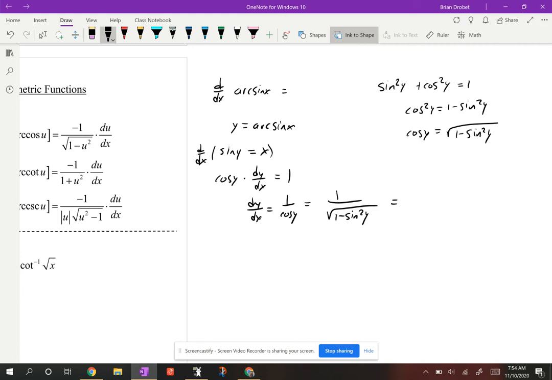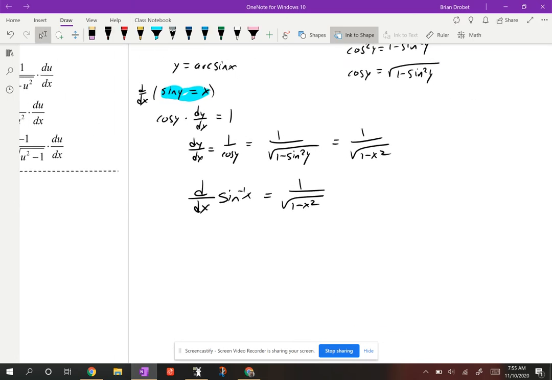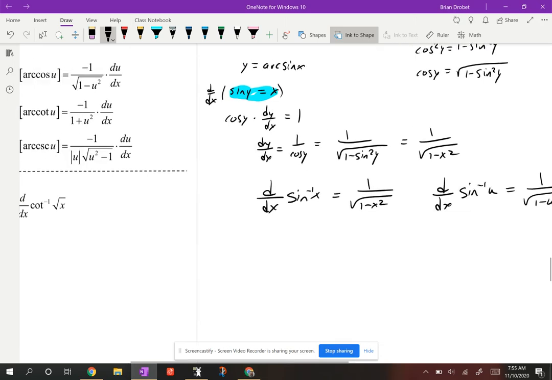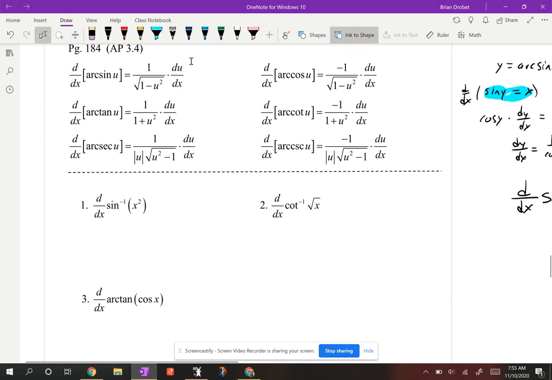All right. Now recall one last thing here. Sine of y is actually equal to x. So this becomes 1 over the square root of 1 minus x squared. So what I've just established there is that the derivative with respect to x of the inverse sine of x is 1 over square root of 1 minus x squared. Put that into chain rule form. If instead of an inverse sine of x, it's inverse sine of some function of x, u, you're going to end up with 1 over the square root of 1 minus u squared, and then by the chain rule, multiply by the derivative of u with respect to x. So if you come back over here, you'll see that's exactly what you see right here.